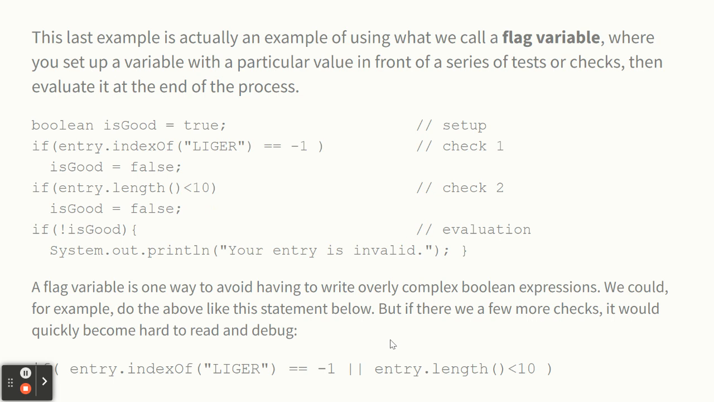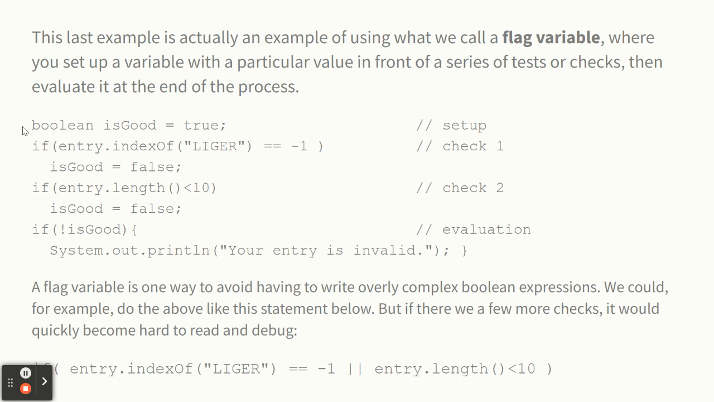So this is an example of what we call a flag variable. This is something you can do in programming where you set something to be true or false or 1 or 0 or whatever you want. You have a variable, you put something in it, and then you run a bunch of checks. And you can change what's in that variable in these checks. And then after all the checks are over, you can evaluate that variable again.